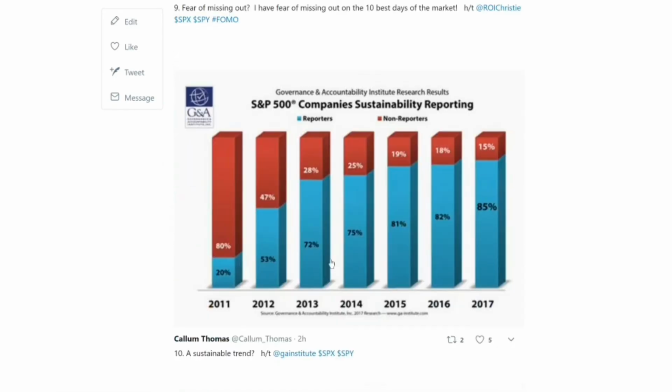And the final one, just a bit of a food for thought chart, shows the adoption of sustainability reporting across companies in the S&P 500. Pretty interesting how rapid the uptake was. Only about 20% of companies were doing it back in 2011. Now the majority are, at 85%. I guess it speaks to the increasing popularity of ESG investing, and ESG investing's pretty well proven at this point.